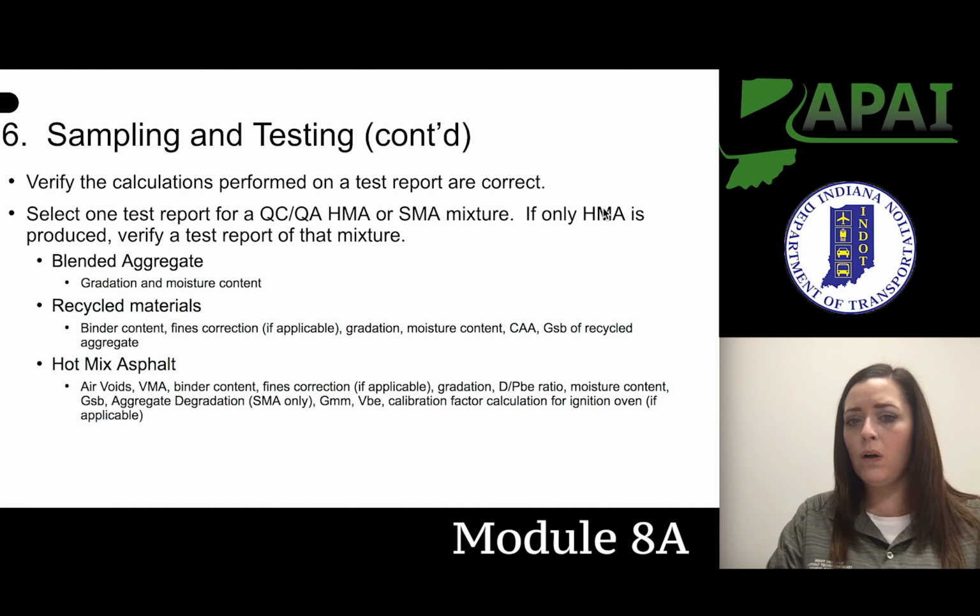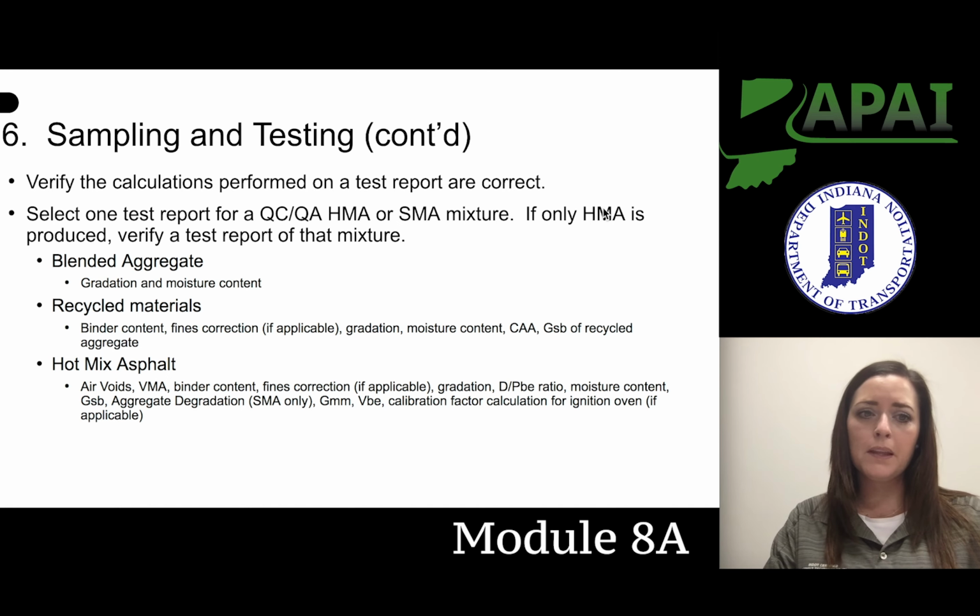Again, they need to have the raw data, so anything that has the weights on it, and verify that all of these properties and calculations are being performed correctly. This helps when we are appealing any test results with INDOT. It shows that those contractor numbers are being calculated based on the weights and everything that we have on our spreadsheets or computer software programs.